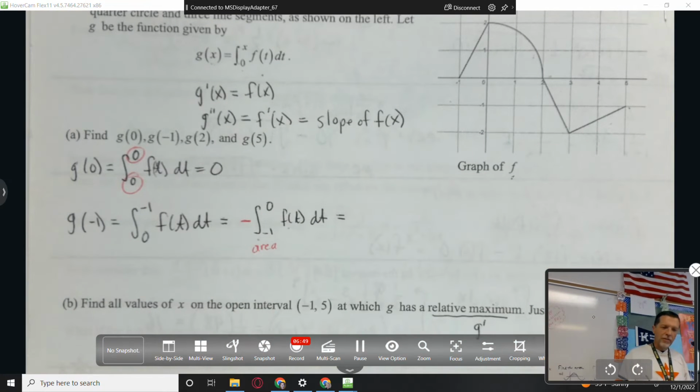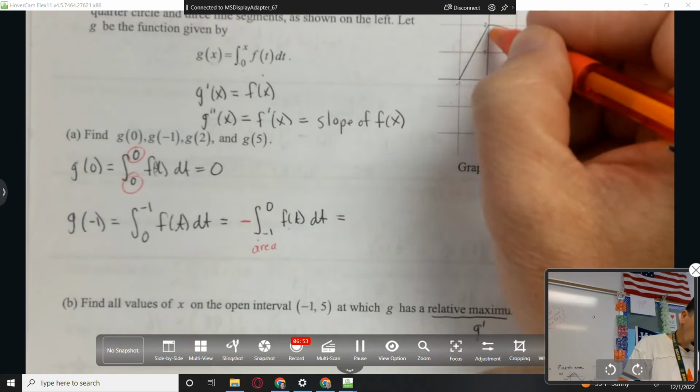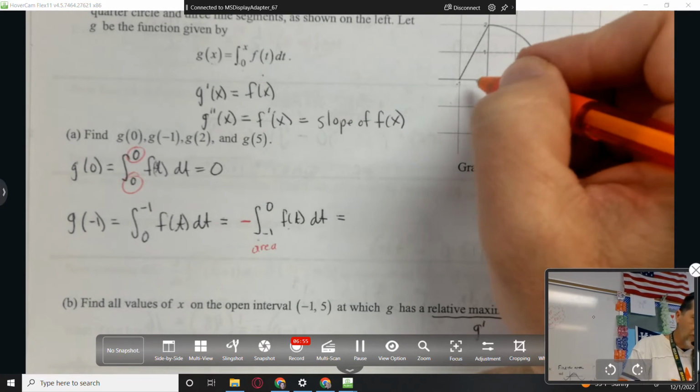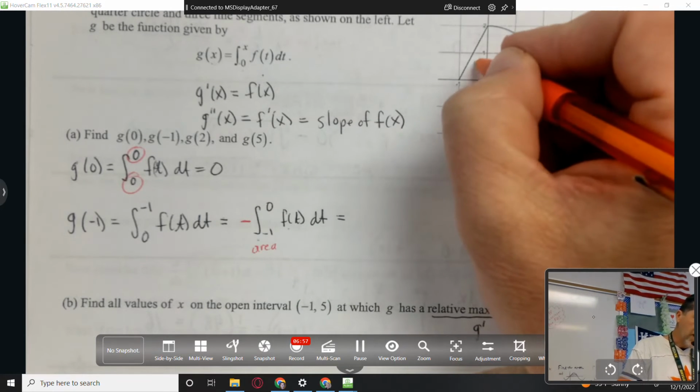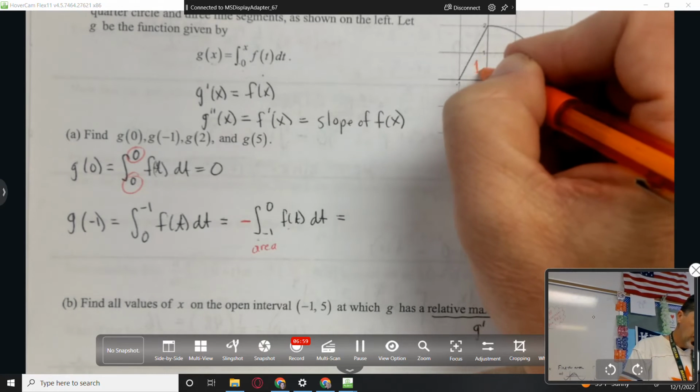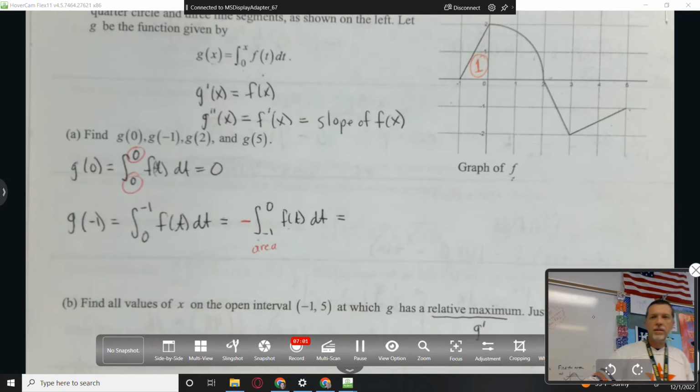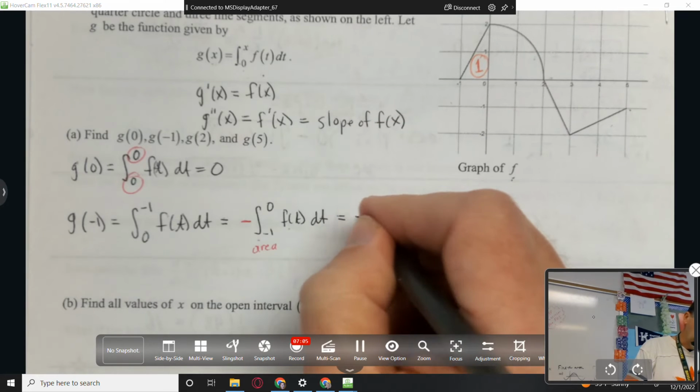So the area from -1 to 0. Oh, that's nice. A nice little triangle. 1/2 base times height. So that area would be 1. But that negative's still out front, so -1.